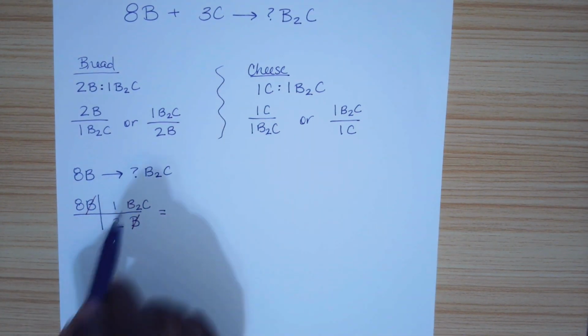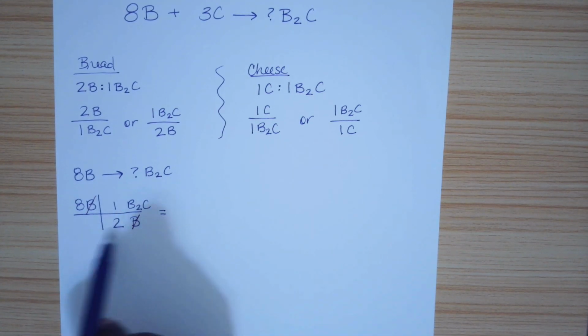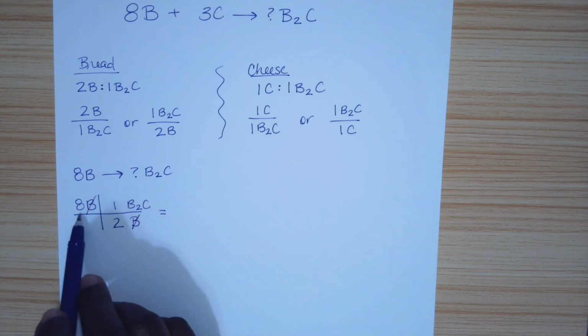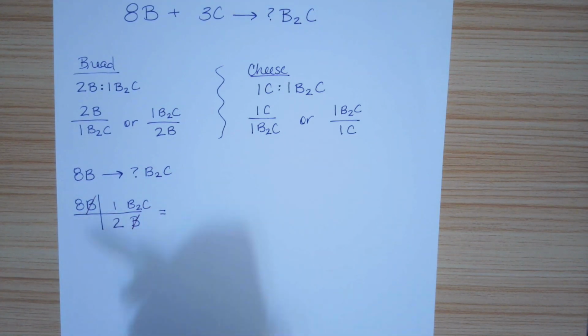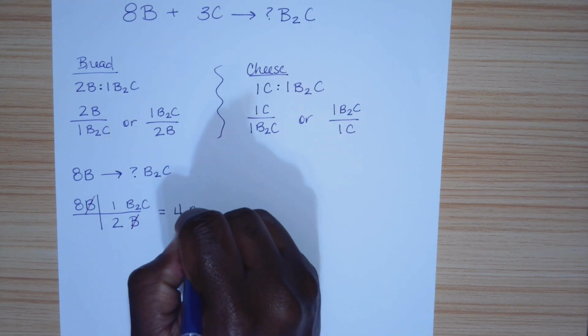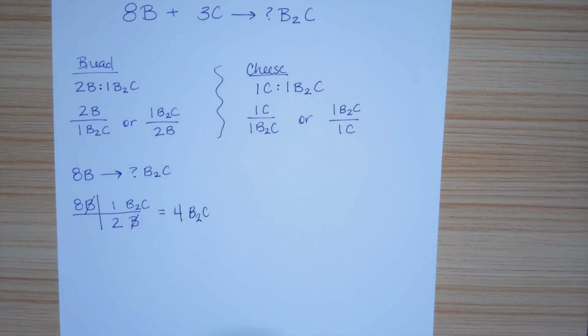Everything that's up top, you multiply. Everything that's on the bottom, you multiply. You then take the product of the top divided by the product of the bottom. So I have 8 times 1, which is 8, divided by 2, which gives me 4. So based on those 8 slices of bread, I can form 4 sandwiches.